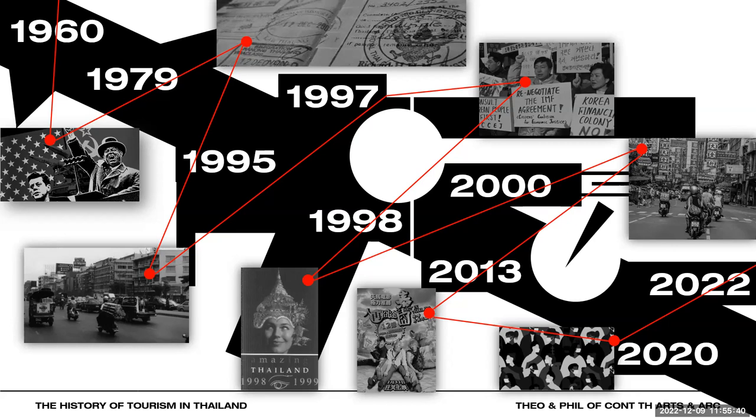And then to 2013, there's a movie called Lost in Thai, which is a Chinese movie. This movie influenced the tourism industry in Thailand a lot, and we will talk about it later. And then another point is 2020, when the pandemic happened in Thailand, I think. And then the post-pandemic era, 2022.